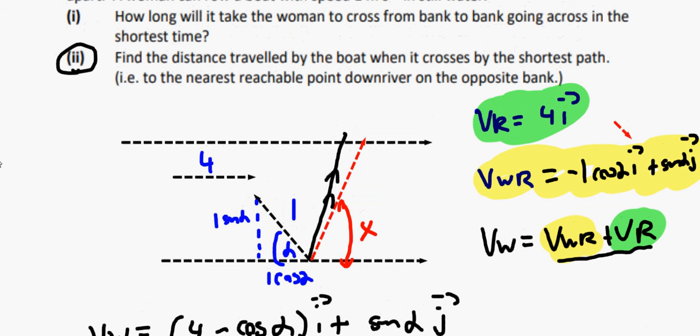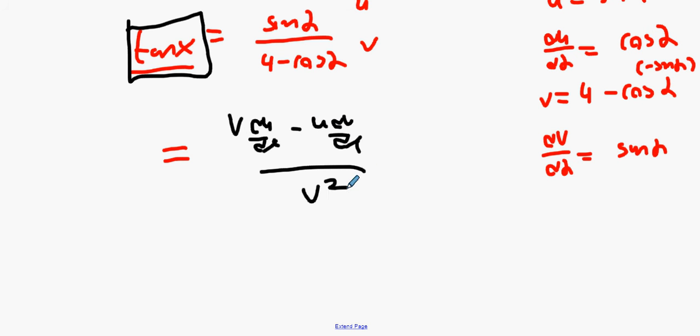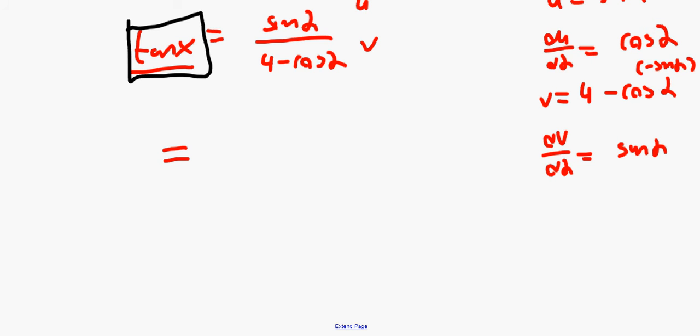Find the distance travelled by the boat. Oh, lovely. Now, let's do this. We're doing the quotient rule of differentiation. We're doing v du dx minus u dv dx all over v squared. We're hoping you all know that off by heart at this stage. Okay? Especially with an upcoming test in all calculus.